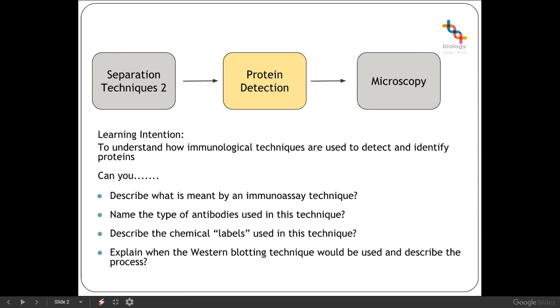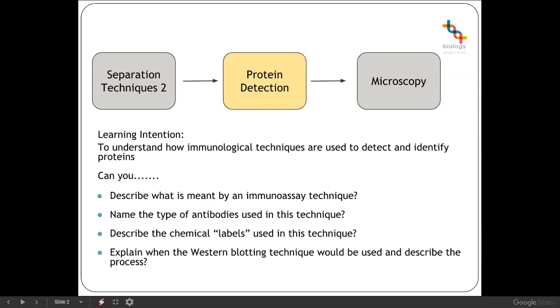So prior to this, we have looked at the separation techniques of both centrifugation and gel electrophoresis. In this lesson, we're going to look at how we can detect specific proteins if we have separated them out. And then we'll move on to look at how we can use microscopes in order to look at different types of tissue.